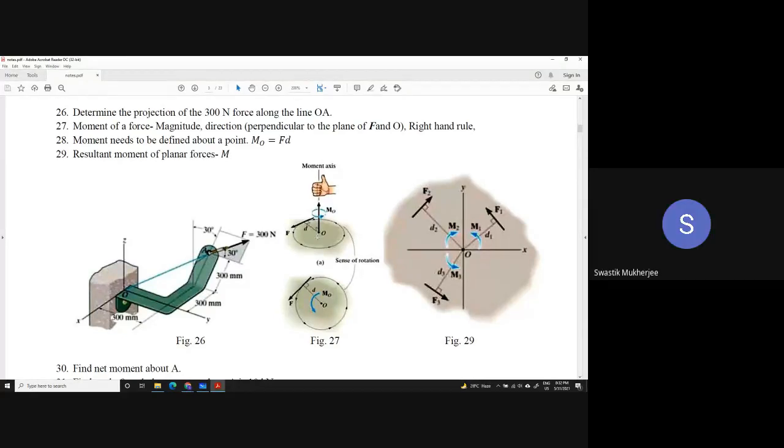Sir, what is the difference between moment and torque? Absolutely no difference.